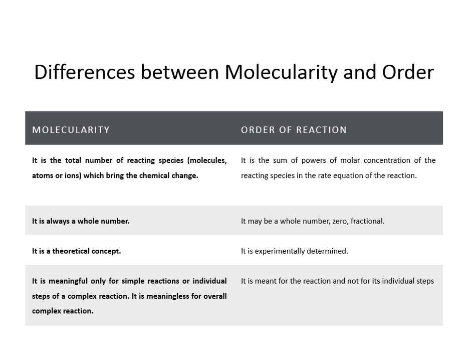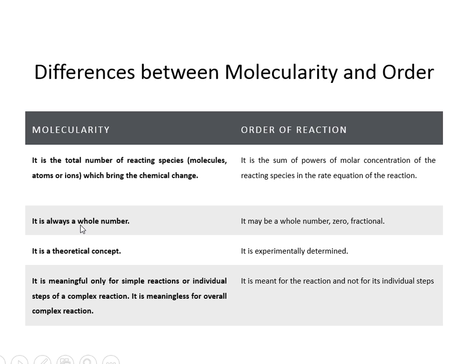So what are the differences between molecularity and order? Here I have summarized the differences between molecularity and order of reaction. See, the first point is in molecularity, it is the total number of reacting species, either atoms, molecules or ions, that bring a chemical change. So it is the number of reacting species, whereas order is the sum of powers of the molar concentration of the reactant species which we express in the rate equation.